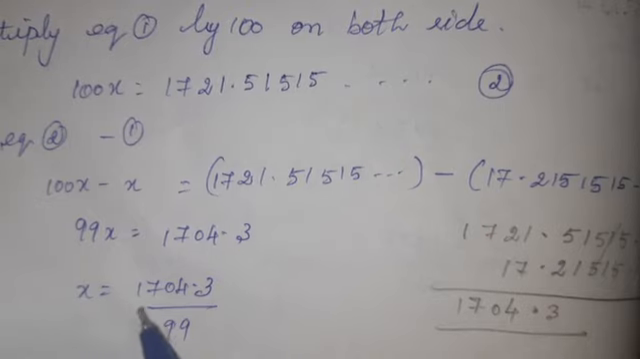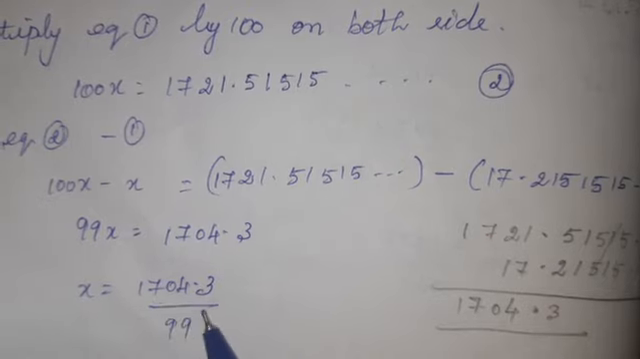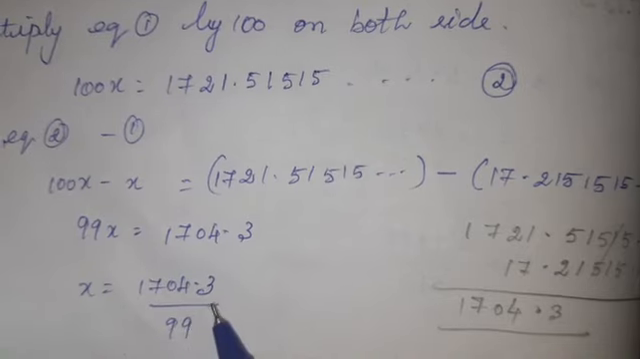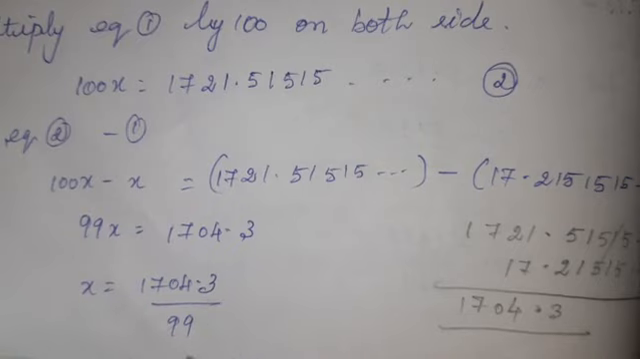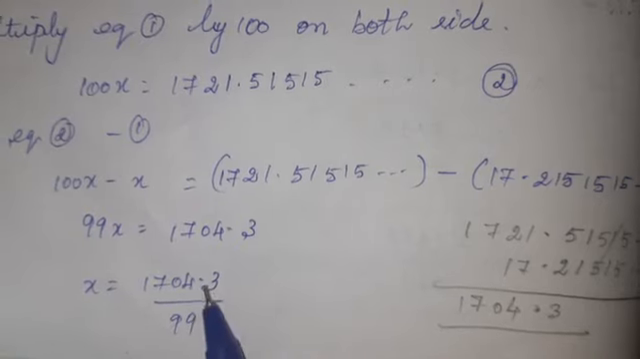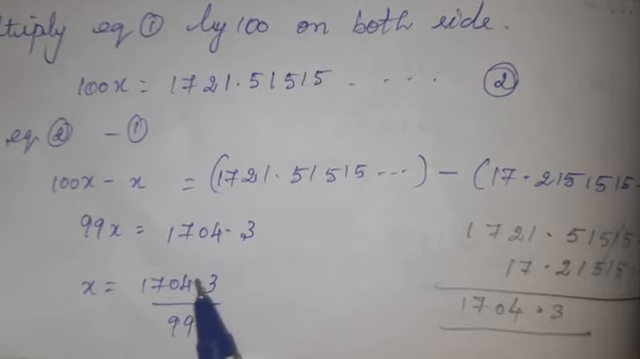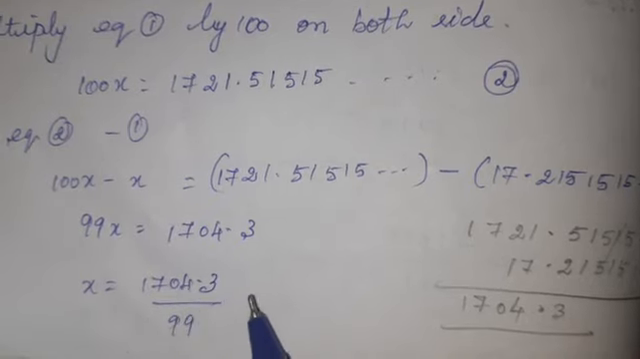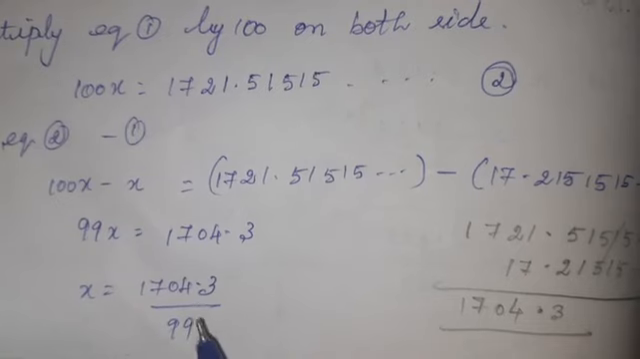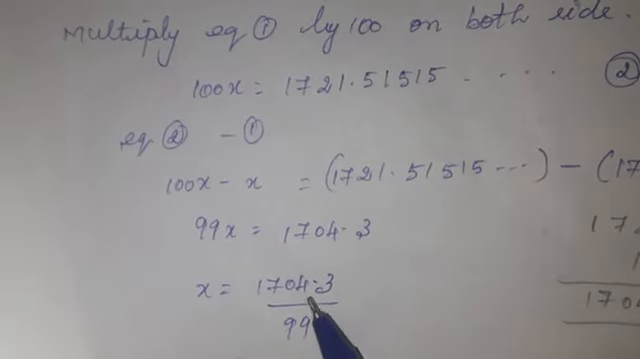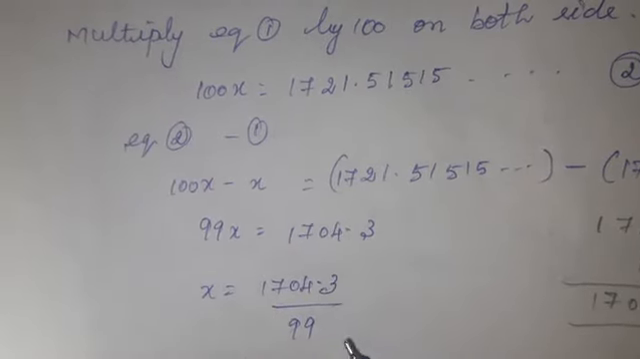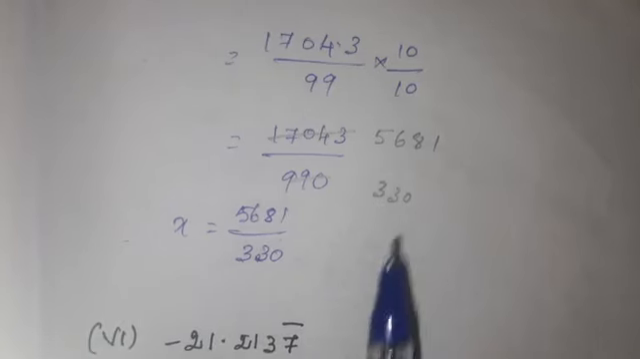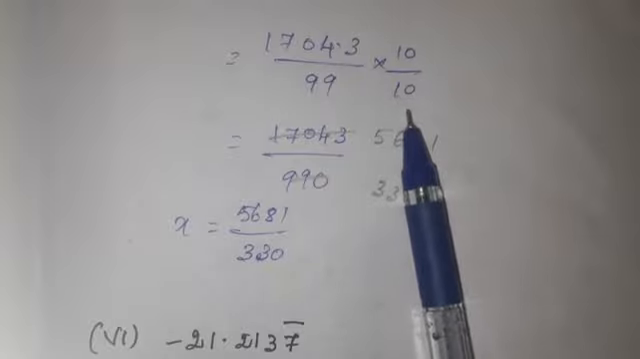Then x is equal to 1704.3 divided by 99. In the numerator you have a decimal. We want to remove that decimal. For that what will we do? Multiply by 10 and divide by 10, because there is 1 digit after the decimal. If there are 2 digits after the decimal, you multiply by 100 and divide by 100. Here there is 1 digit after the decimal, so multiply and divide by 10. That I have written here. Multiply by 10 and divide by 10.